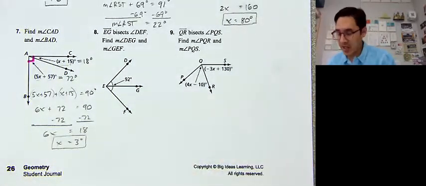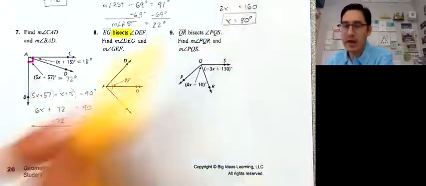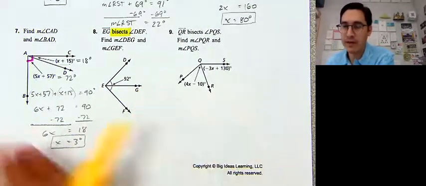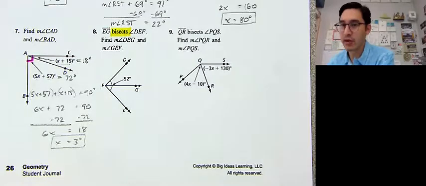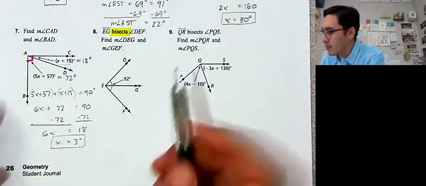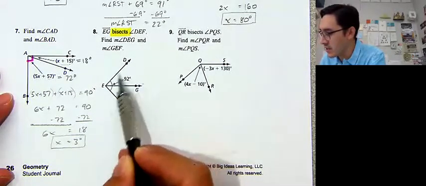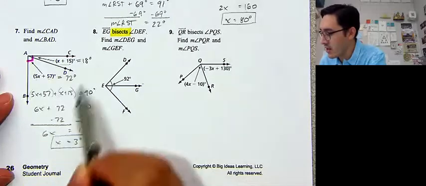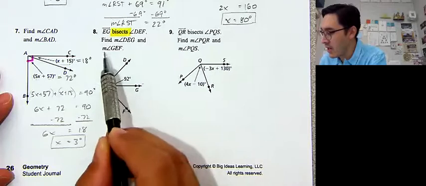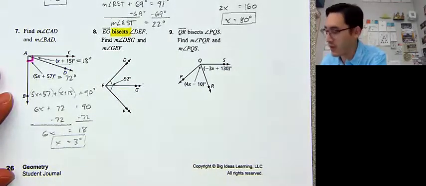All right, so we're getting close to the end. The last two problems both contain the word bisect. And bisect means that the ray here in the middle divides the whole angle into two congruent angles. So the ray EG bisects, divides the angle DEF. Find the measure of DEG, which is the angle on the top of the figure, and the measure of angle GEF. That's the angle on the bottom part of the figure.